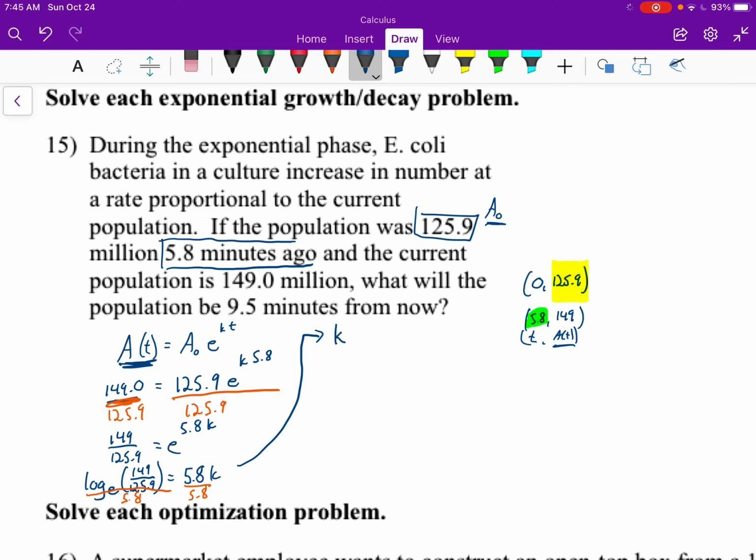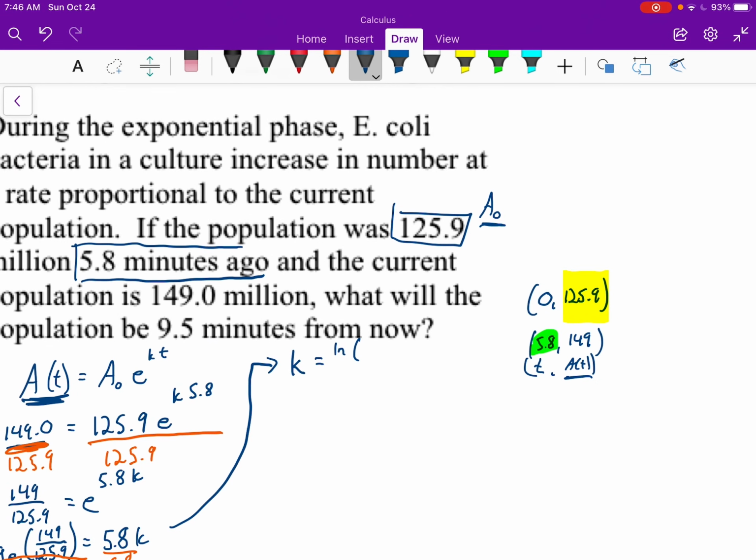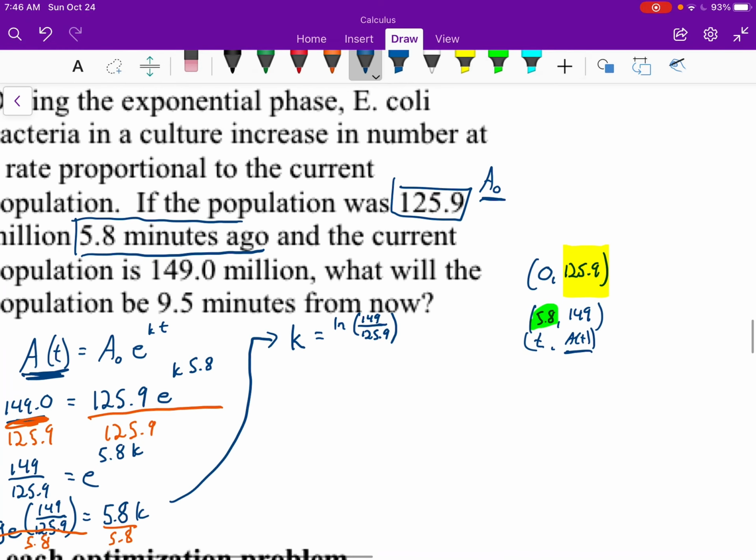So k equals, and this says log base e. We know to write that as natural log of this fraction, 149 over 125.9, all over the 5.8. So that is the value of k.